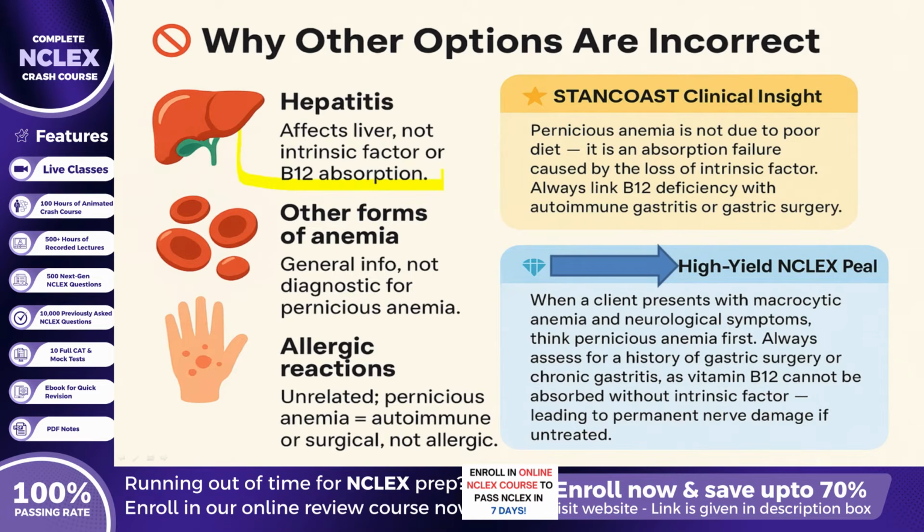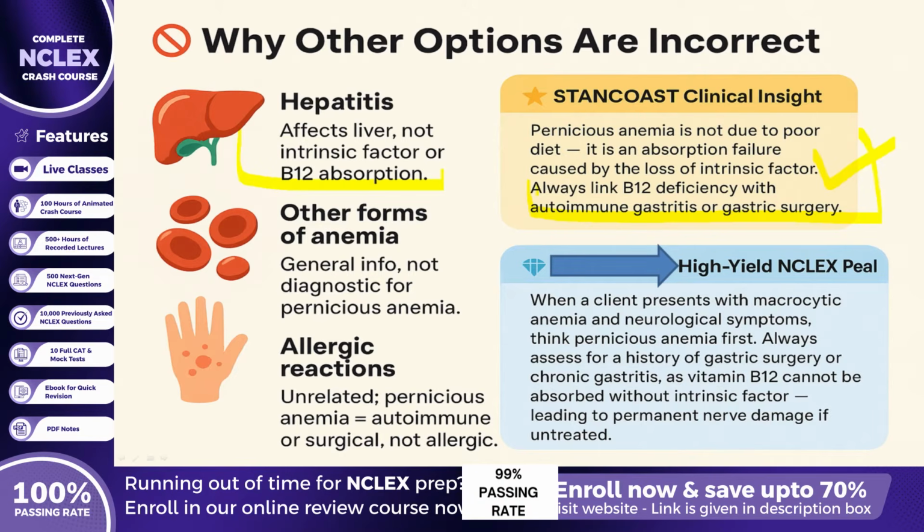Transitioning into our Stan Coast clinical insight. Pernicious anemia is not simply about poor dietary intake. It is primarily a problem of absorption failure due to the loss of intrinsic factor. Always connect vitamin B12 deficiency with either autoimmune destruction of gastric parietal cells or surgical removal of the stomach.